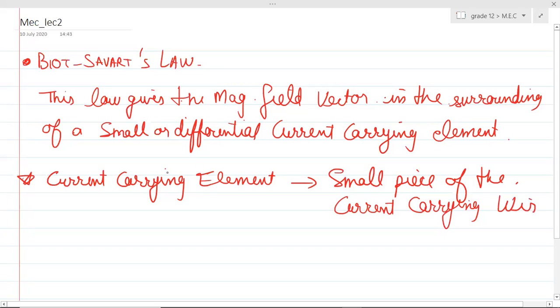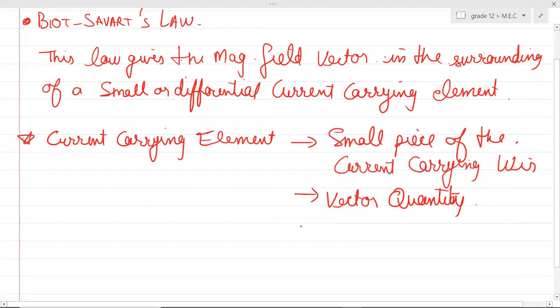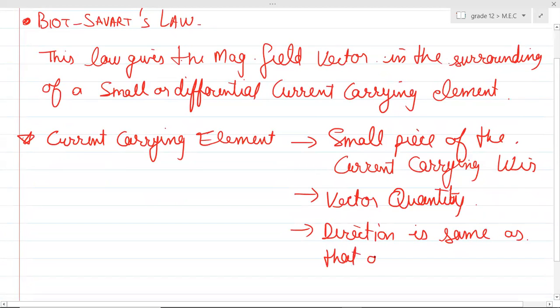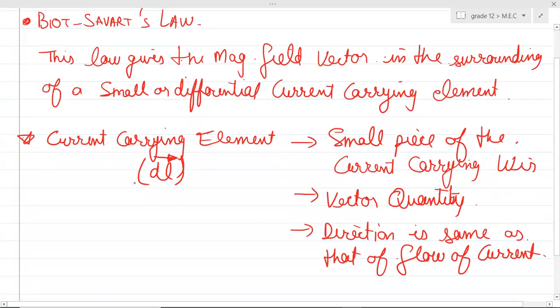Please remember, this current carrying element, we generally consider it as a vector quantity. It's a vector quantity and its direction is the same as that of the flow of current. I told you it's basically a small piece of wire. So if it is a small piece of wire, then this will be dl vector. The direction you always take is in the direction of flow of current.